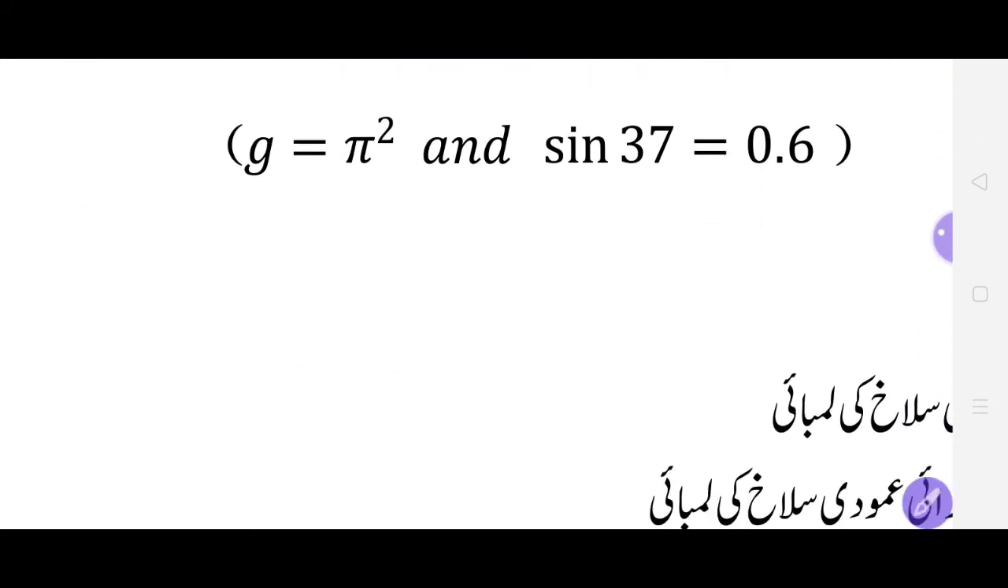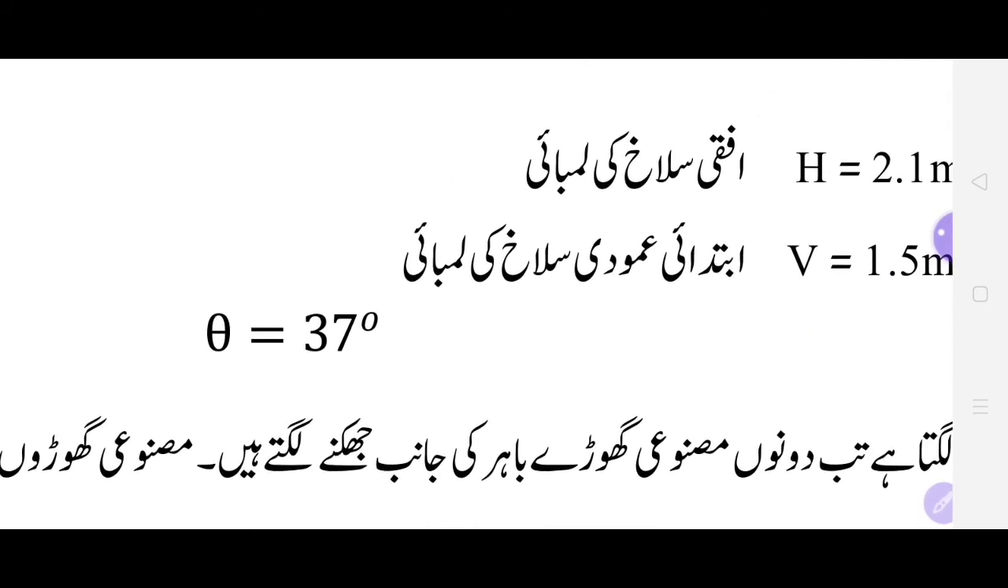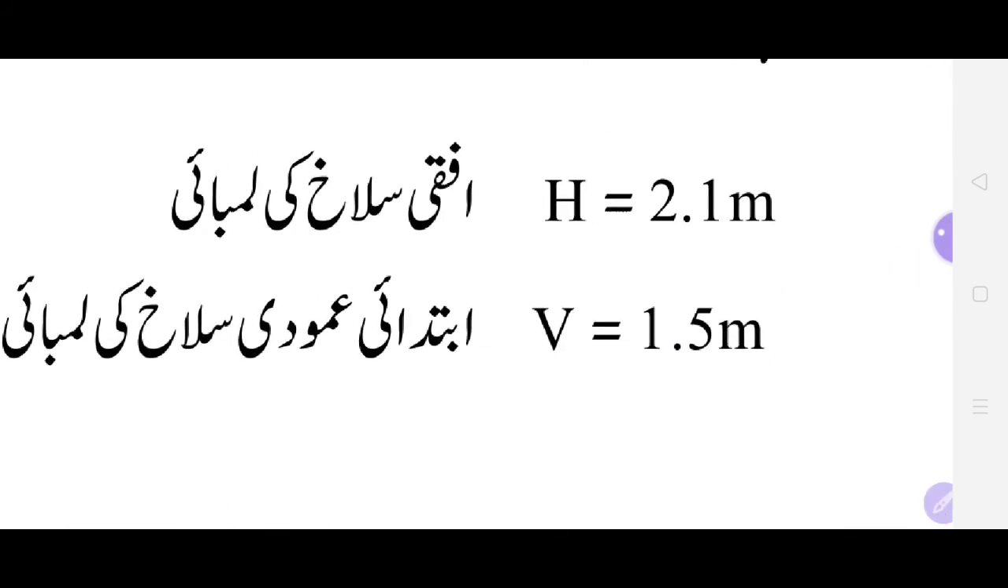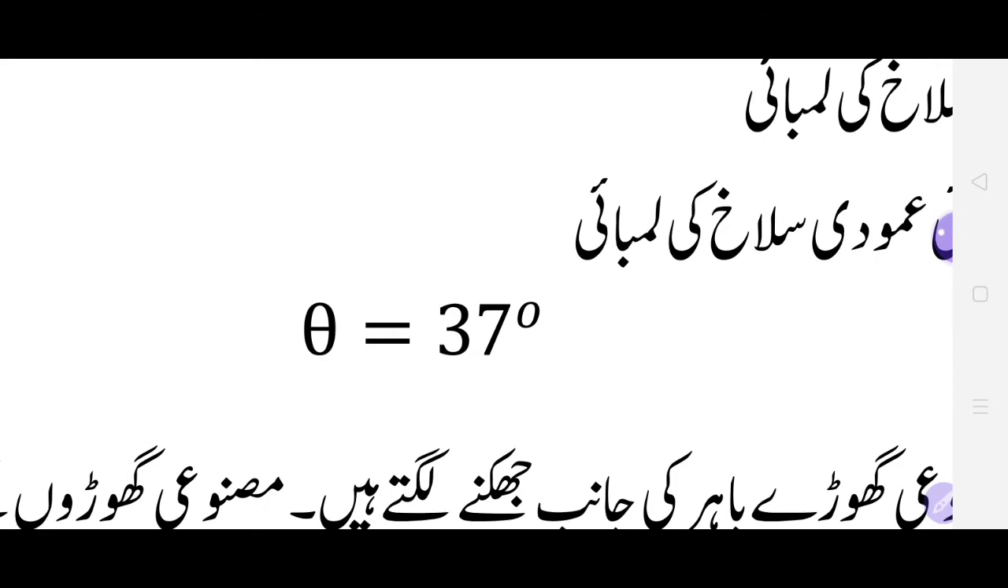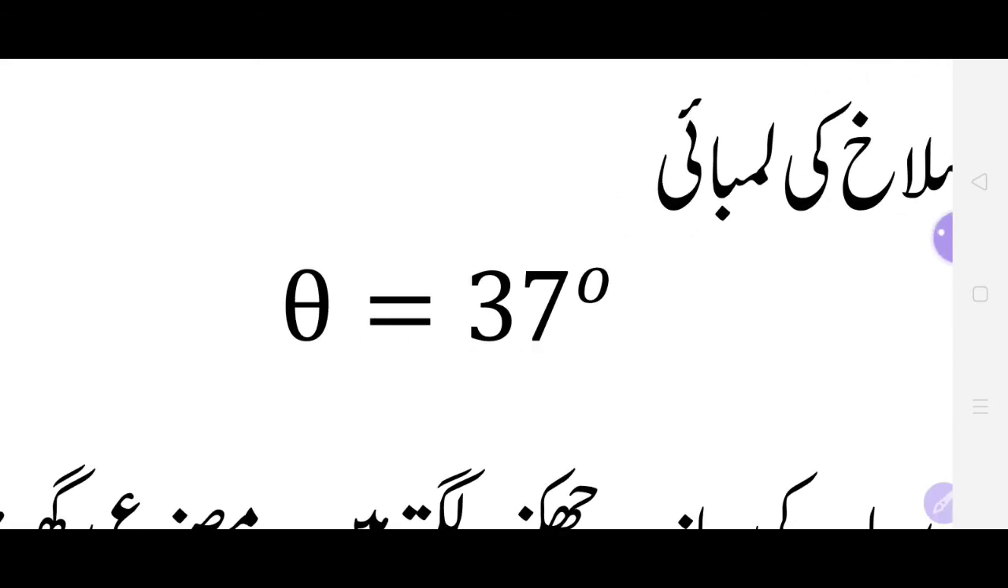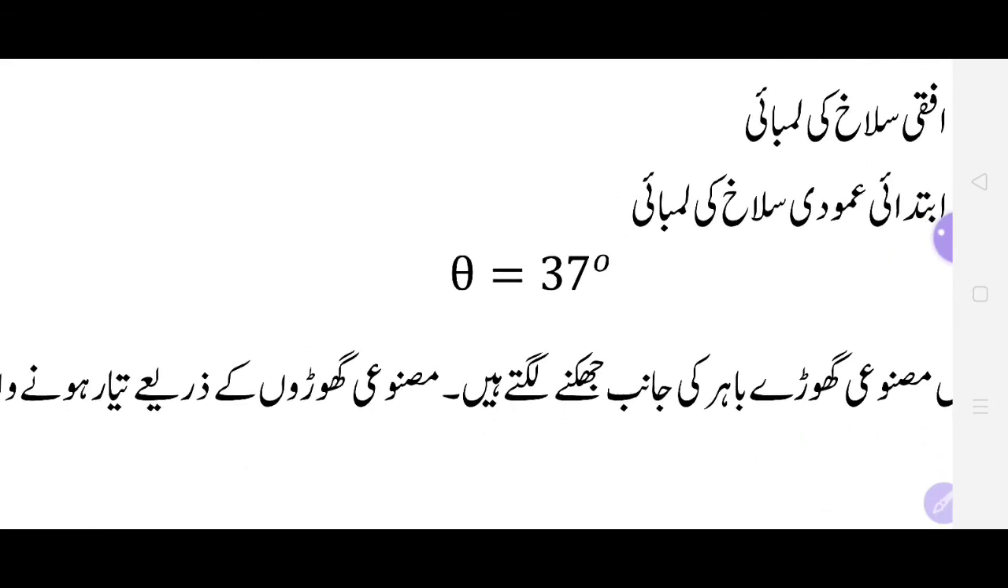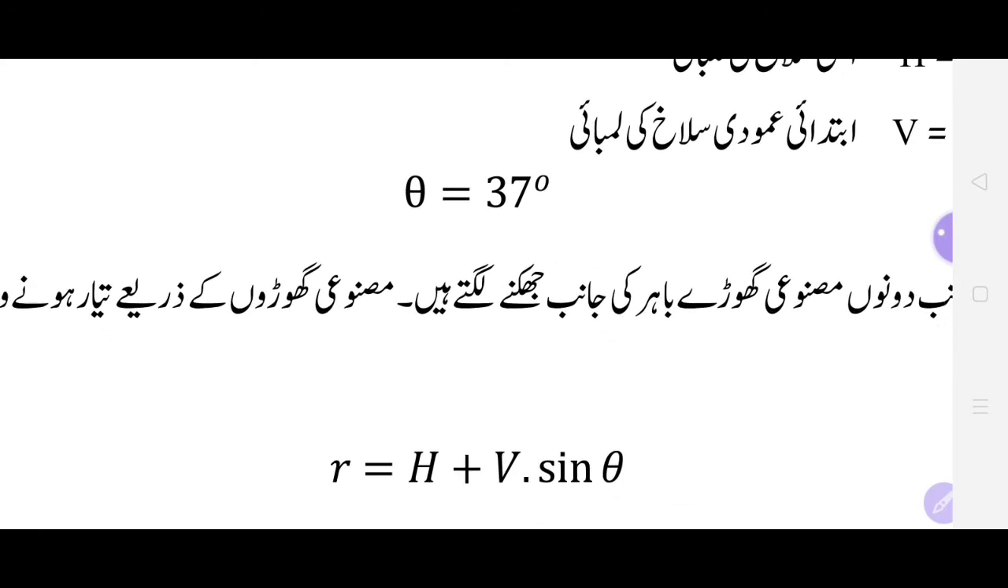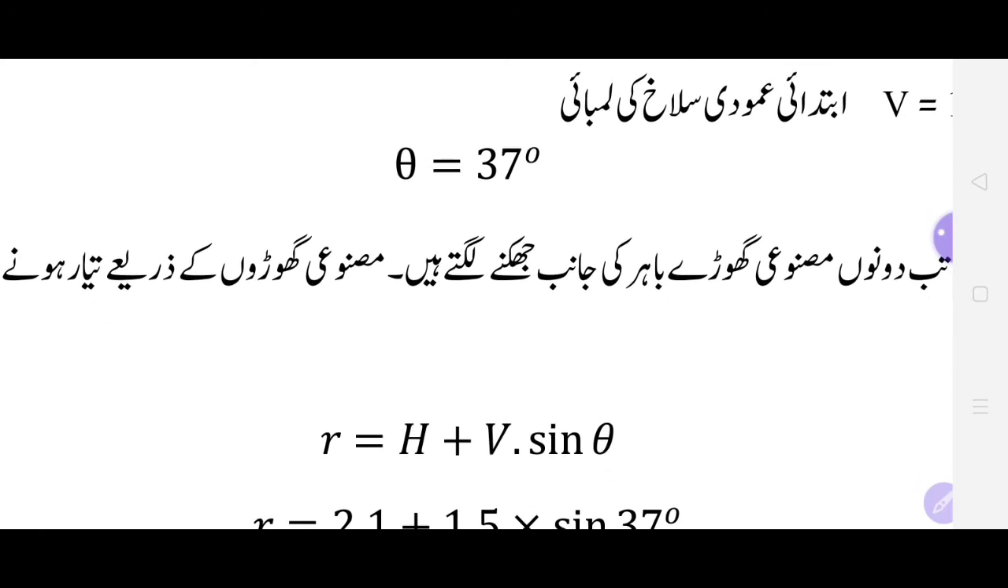First of all, the given things are the horizontal length h is equal to 2.1 meter, and the vertical length is 1.5 meter. Okay, and the angle of inclination is 37 degree. So when we take the original radius of the circle, it will be r is equal to h plus the horizontal component of the inclined rod, that is V sine theta.